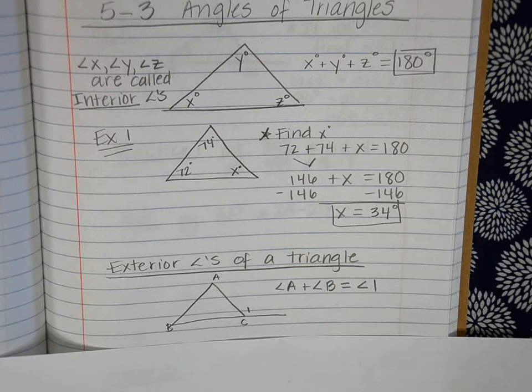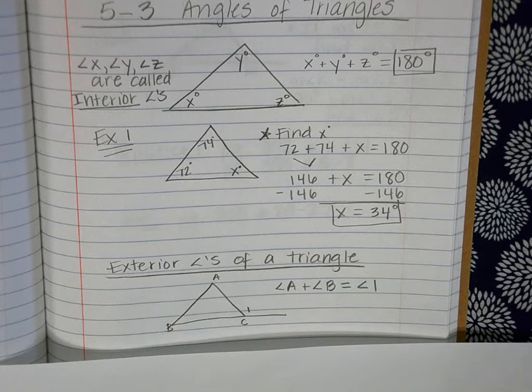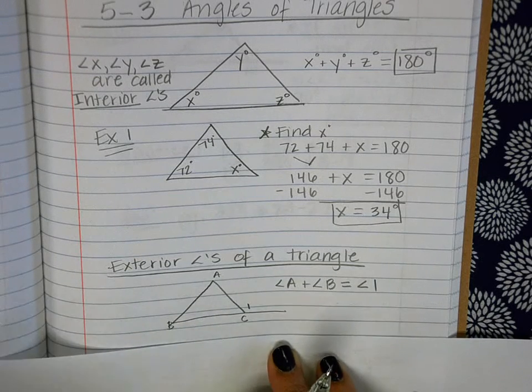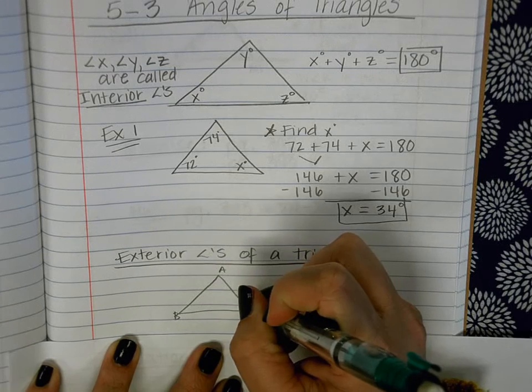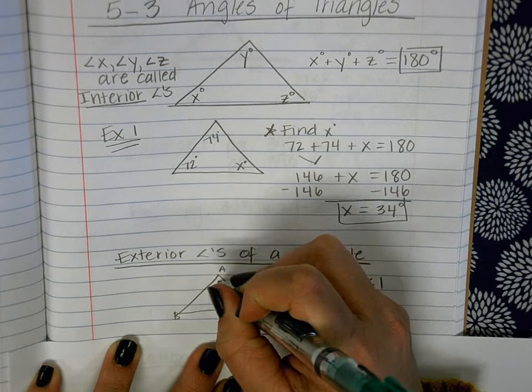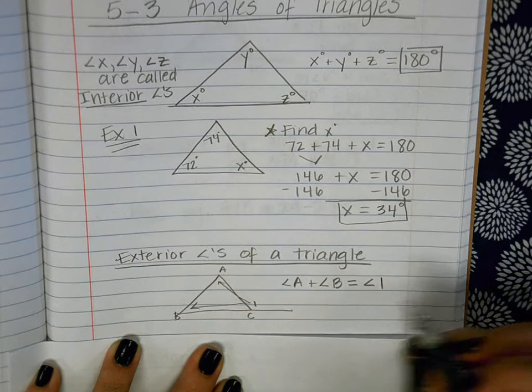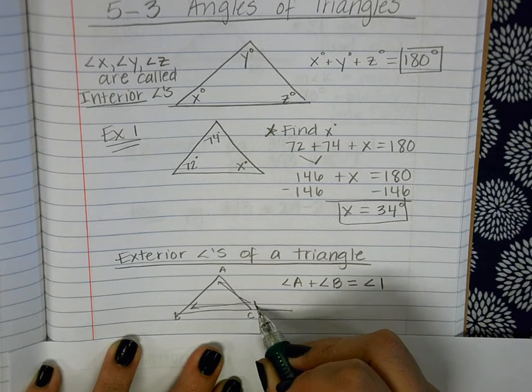Okay, so the formula that goes with that, it says that the angle of A and the angle of B, when you add them together, they're going to equal the angle 1. Okay? So essentially what this is saying is if you add the two opposite angles from the angle you're looking for, they equal that angle. So what I mean by opposite is if I draw opposite across this way and that way, those are opposites, right? So that plus that will equal that.